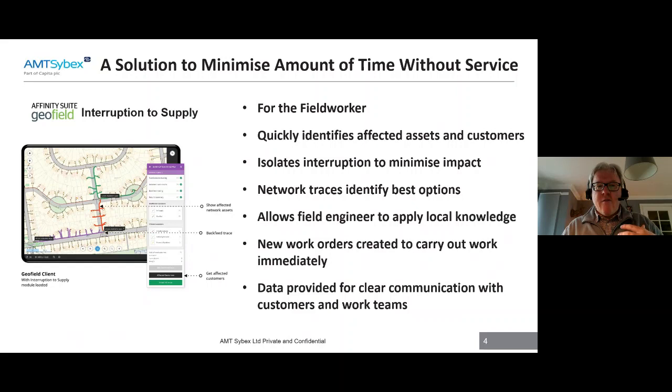The advantage again of doing this in the field with Geofield is that it's done in real time and it can reduce the number of people who are affected, and we can also identify the number of vulnerable people who are affected, which means that the DNO can put their amelioration processes in place for those vulnerable people.